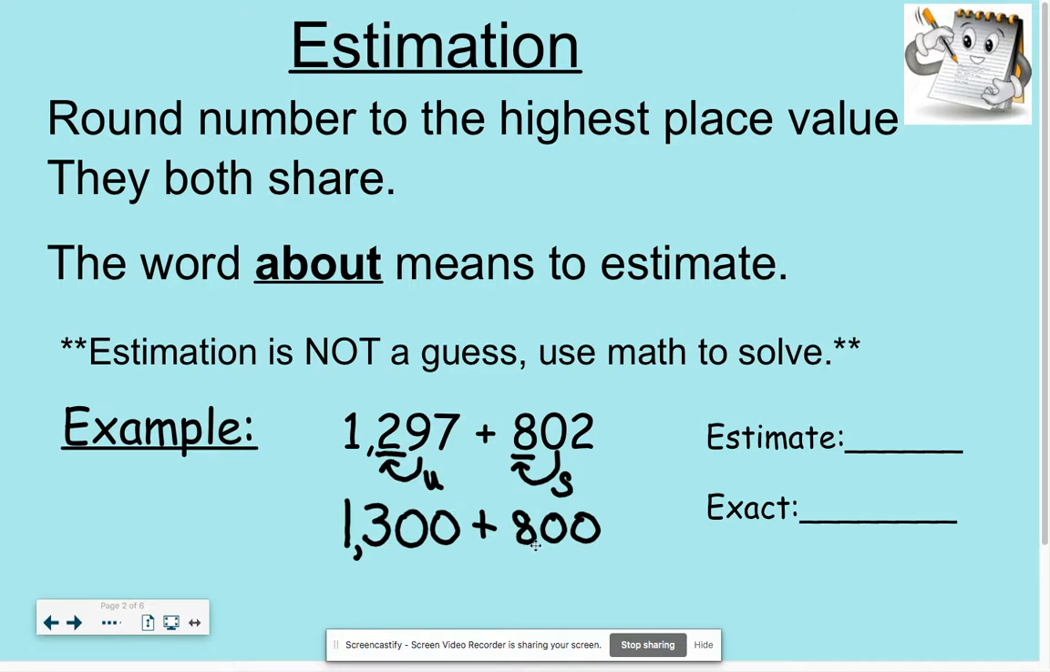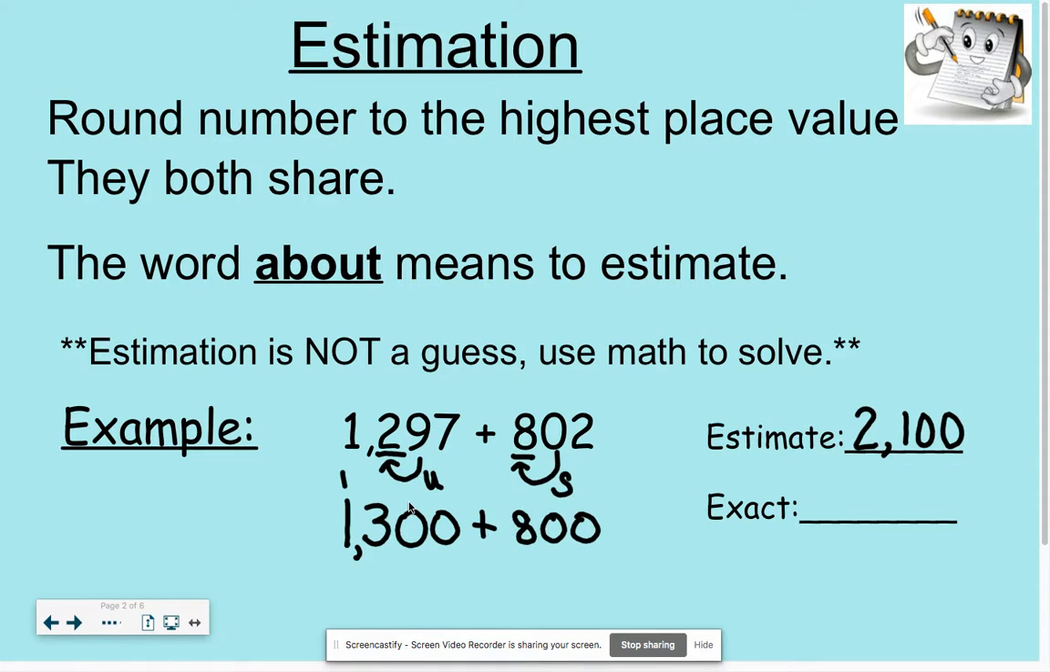When I add these two together, we can use our basic math facts of just 8 plus 3, which is 11. So the 1 carries over into the next place value. So our estimation is 2,100.